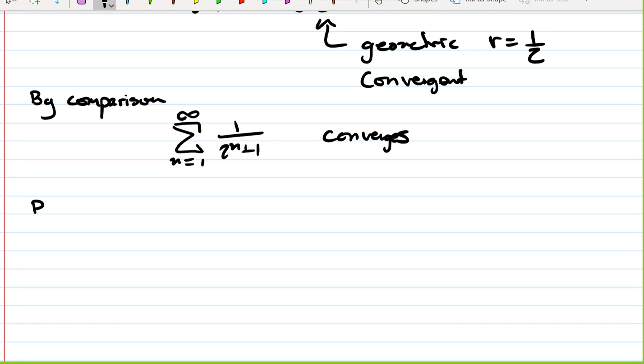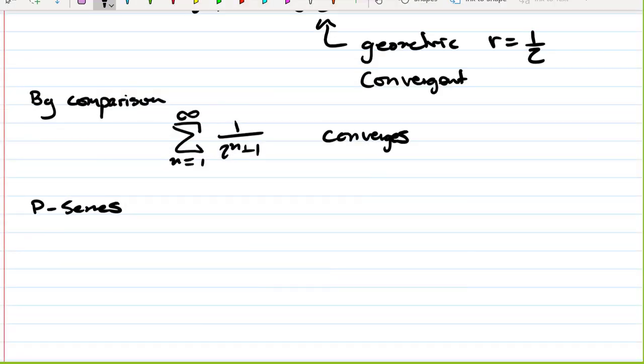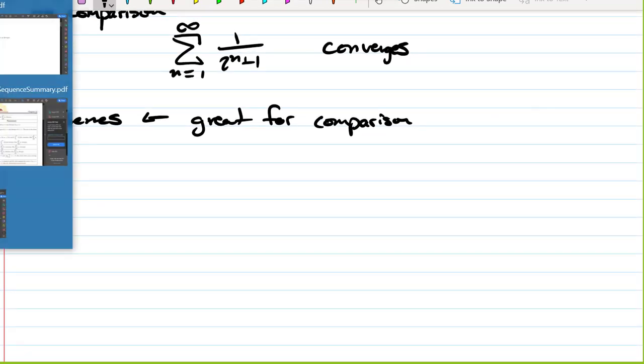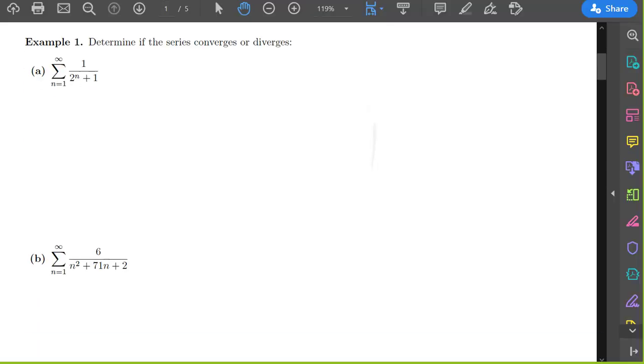The other one that is useful is our p-series test. And if we recall, the p-series test says that the sum of 1 over n to the p converges if p is bigger than 1, and it diverges if p is less than or equal to 1. So this is also great for comparison. And we'll do some examples to illustrate that as well.